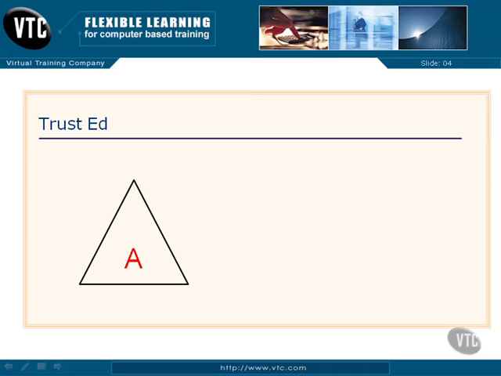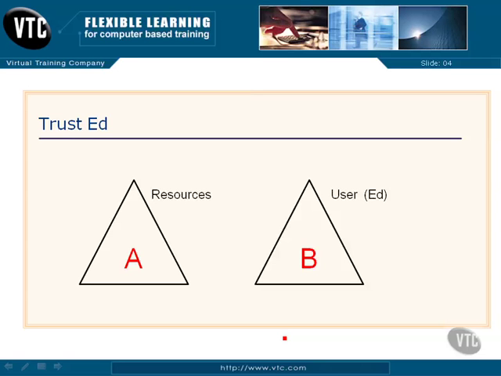First of all, we'll start off with just a bit of a test here. We have domain A, and there are resources in domain A. There's some files and some folders. We have domain B, and we have users in domain B. Forget about Ed for a minute. But we have users who need to access resources in A. So which domain is the trusting domain, and which domain is the trusted domain?